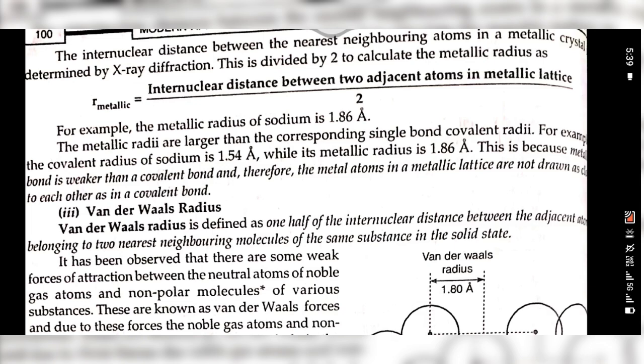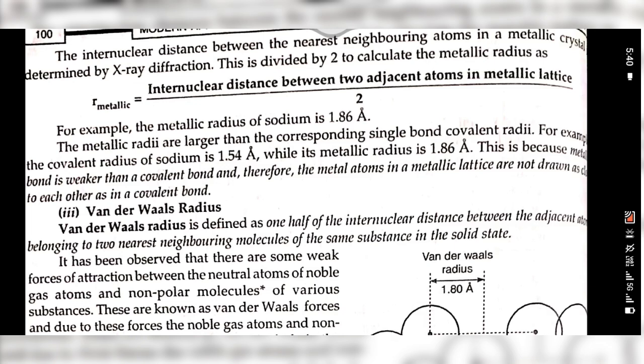The metallic radii are larger than the corresponding single bond covalent radii. For example, the covalent radius of sodium is 1.54 angstrom, while its metallic radius is 1.86 angstrom. This is because the metallic bond is weaker than the covalent bond, and therefore the metal atoms in the metallic lattice are not drawn close to each other as in a covalent bond.